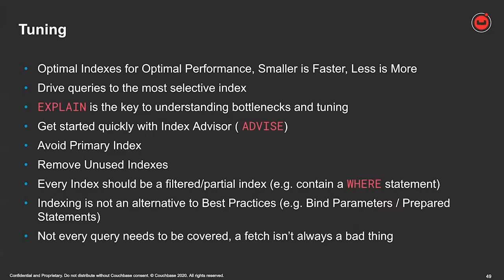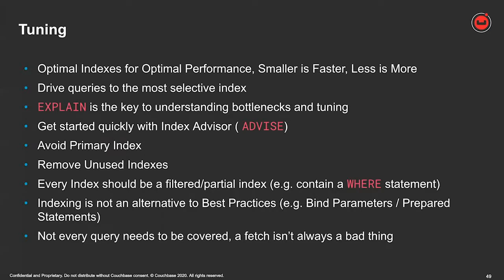Remove any unused indexes. You're spending all of this time tuning. Don't forget to clean up that technical debt, because there's still resources that are used to manage an index, even if that index isn't ever used. Every index you create should always be a partial or a filtered index, right? This leads to a smaller version of the index, a more targeted version of the index. Indexing, again, is not an alternative to best practices. You should be using things like bind parameters and prepared statements to get the most out of your resources.